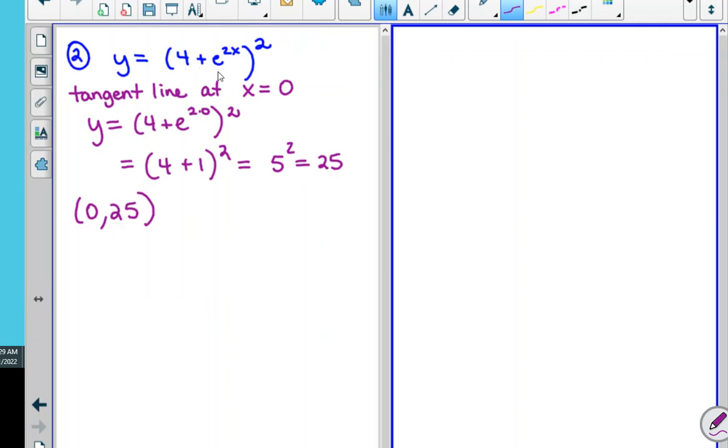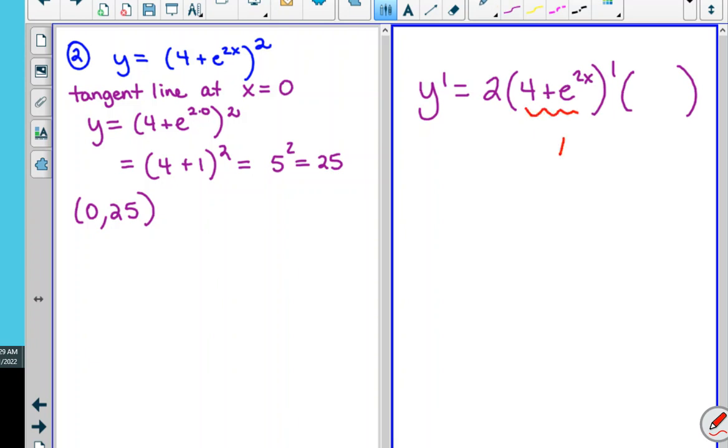I've got a combination of two functions, all raised to a power. So when I take the derivative of this, I'm going to power rule around the inside, and then I'm going to take the derivative of the inside. What's on the inside has an e, and the derivative of the 4 is going to be a 0. The derivative of the e to the 2x is going to be e to the 2x times 2.